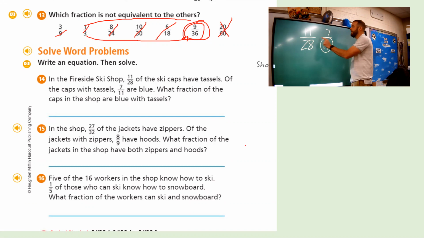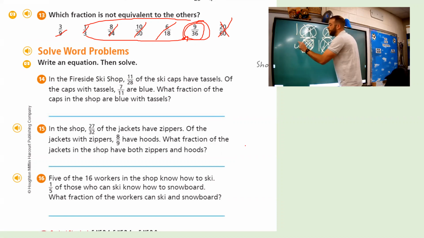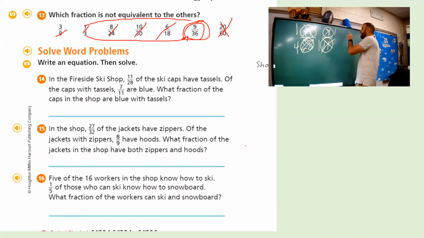Check that out. Remember, you just have to take a top and a bottom. They're both 11. I can count by 11s. How many 11s make 11? 1. How many 11s make 11? 1. What about 7 and 28? Oh, yeah, I can count by 7s. How many 7s? 1. How many 7s? 4. Now multiply across. 1 times 1 is 1. 4 times 1 is 4. Boom. That answer is 1/4.